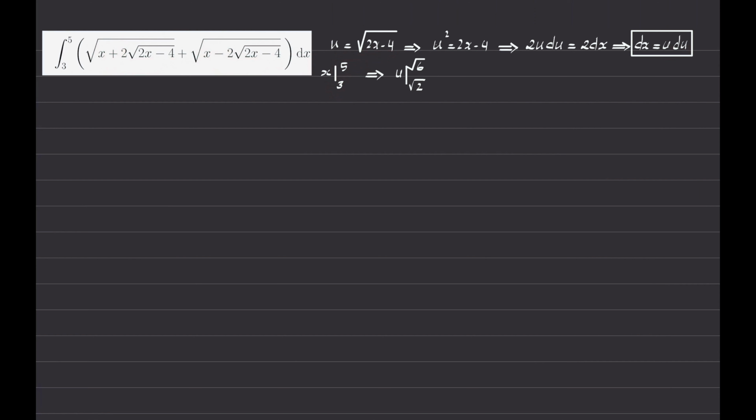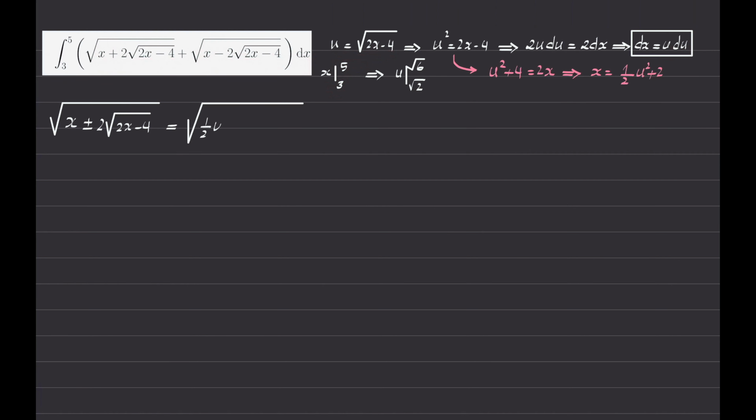But in order to do that, I need to know what x is, so I can calculate x in terms of u from here. So this means that u squared plus 4 is 2x, and then I divide everything by 2, x becomes 1/2 u squared, and then plus 2. Okay, so these two integrals that appear in my integrand now can be written as the square root of x plus or minus 2 square root of 2x minus 4. So this becomes a square root of, instead of x, I can put 1/2 u squared plus 2. I'm using this for x.